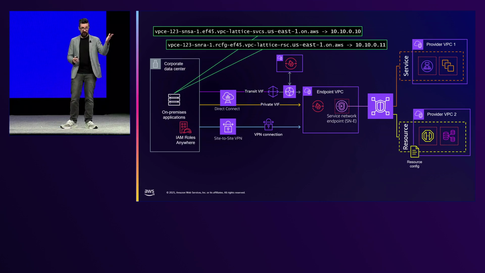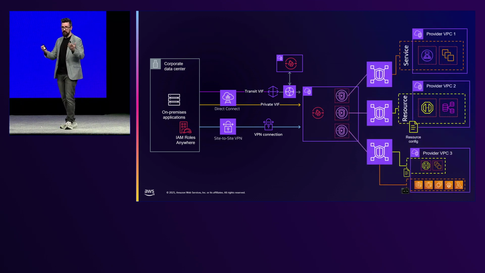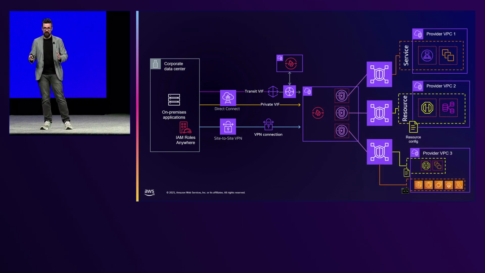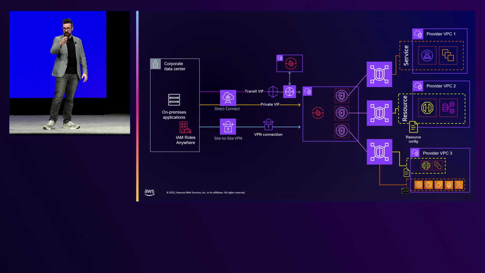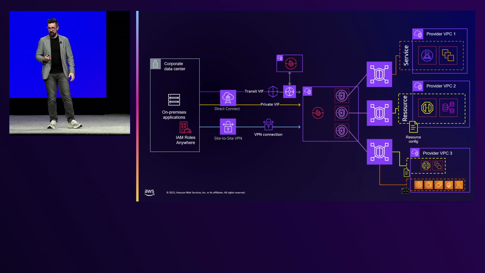And again, this is a single service network, but the same principle is going to apply with multiple service networks as well. If we wanted to access all of these from on-premises, we could do that with multiple endpoints in that VPC.